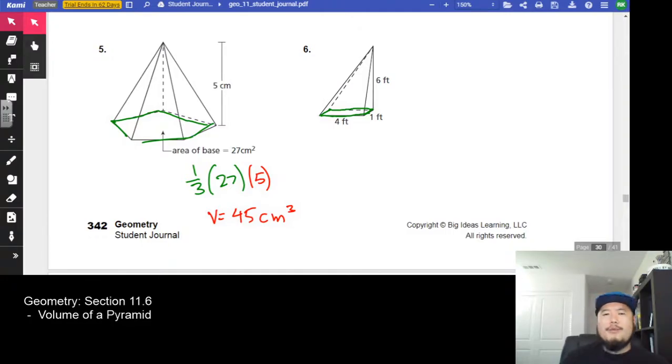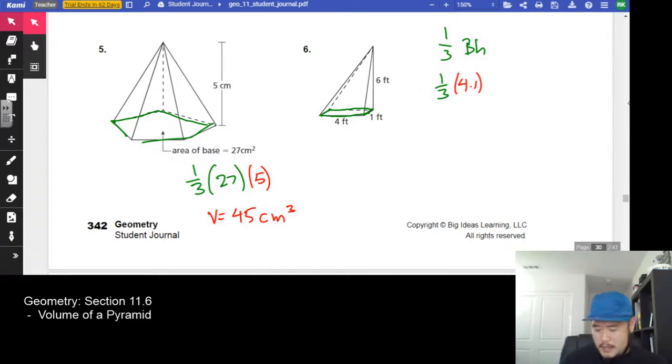So the base of a rectangle, the equation is length times width. So let's go ahead. I'll start off once again. We've got 1/3 times uppercase B for the base of the pyramid, which happens to be a rectangle. So we've got 1/3 times the base of the rectangle.